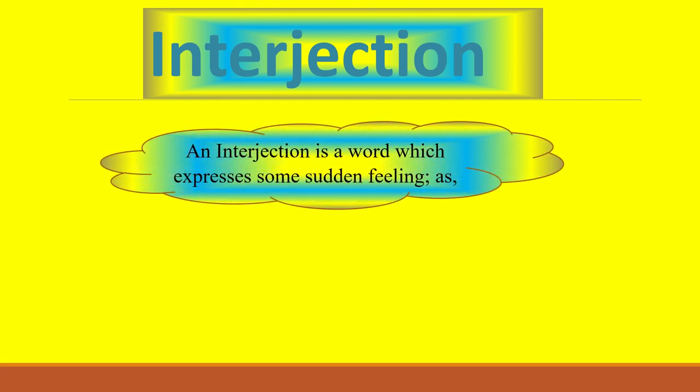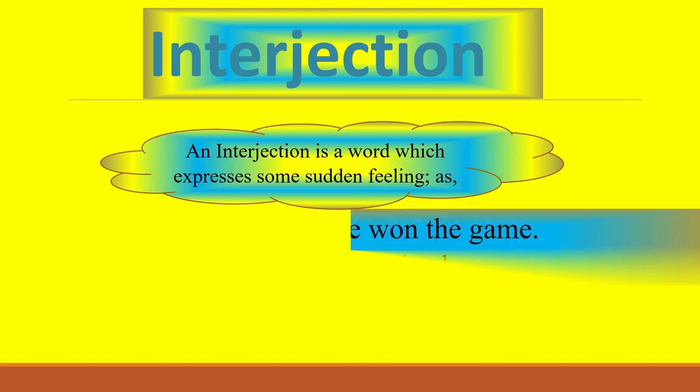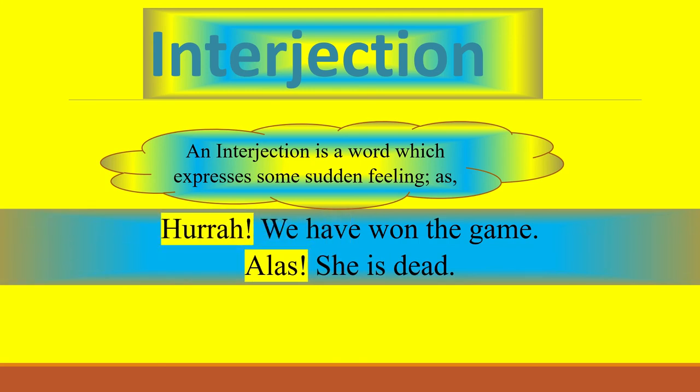So the next one is interjection. What is an interjection? An interjection is a word which expresses some sudden feelings. What does it express? Sudden feelings. It's a feeling. Hurrah! We won the game. Alas, she is dead. This is what you need to keep in mind. Hurrah! A sudden feeling. It's an expression.